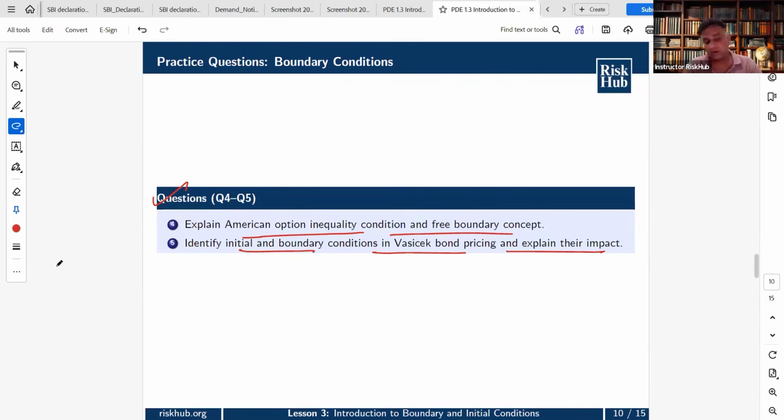So if your product model is your American option, right? Condition type is early exercise boundary. If your product model is bonds, condition type is maturity redemption condition. If your product model is interest rate model, condition type is rate boundary behavior. Your product model is callable bond, condition type is exercise call boundary. The product model is portfolio optimization, condition type is constraint boundary, right? So that is what we try to understand.